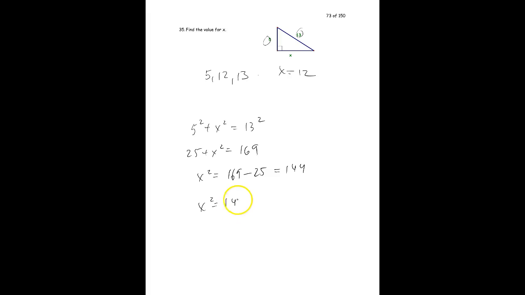X squared equals 144. Root both sides. X equals plus or minus root 144, which equals plus or minus 12. Throw away the negative solution to get x equals 12.